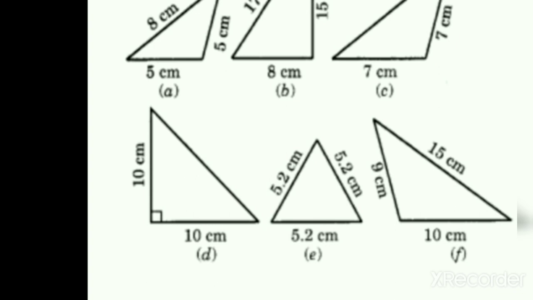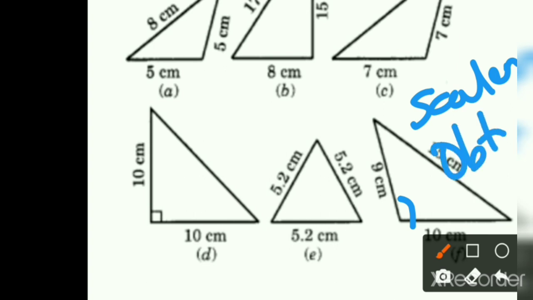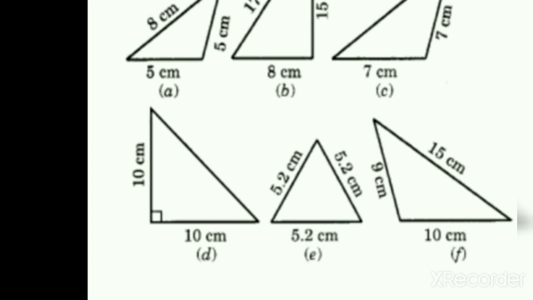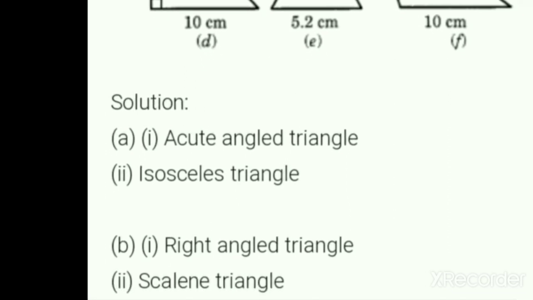All three sides are different. So what about the triangle? It is a scalene triangle. Okay, now when you look at the angles, one angle is greater than 90 degrees. Yes, so it is obtuse angled. Okay, so obtuse angled and scalene. Clear, children? Now you can take down the solution.